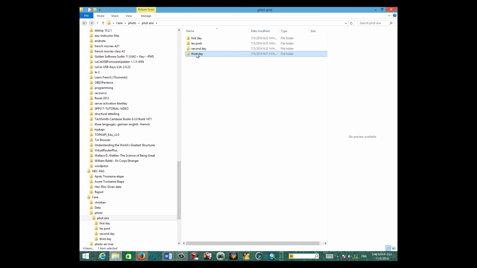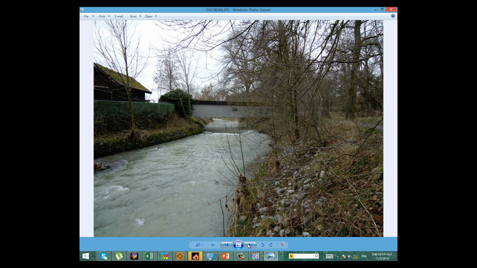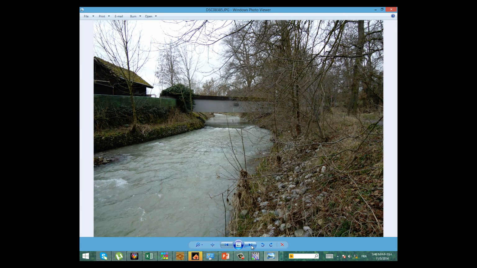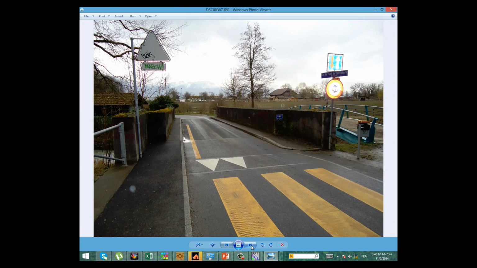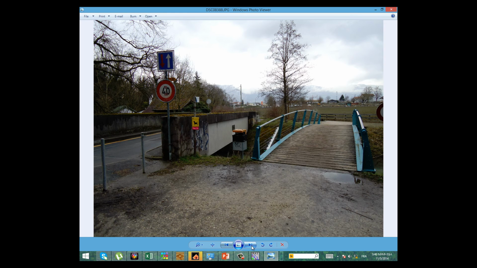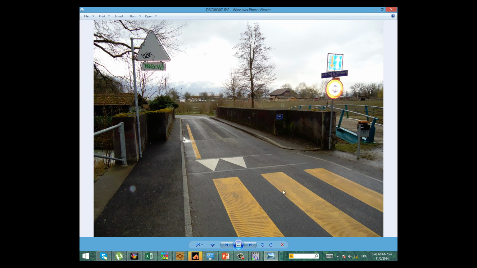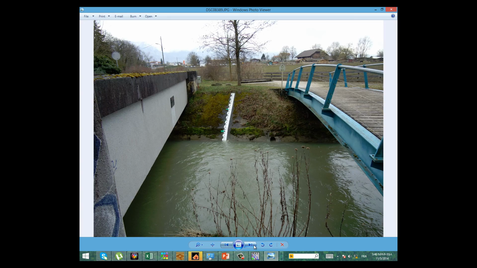This is a photo which has been taken after a rainy day. This is Pont du Centenaire. See, this is the schema du Pont du Centenaire. So Pont du Centenaire is the name of this bridge. So we did our calculation below this level.